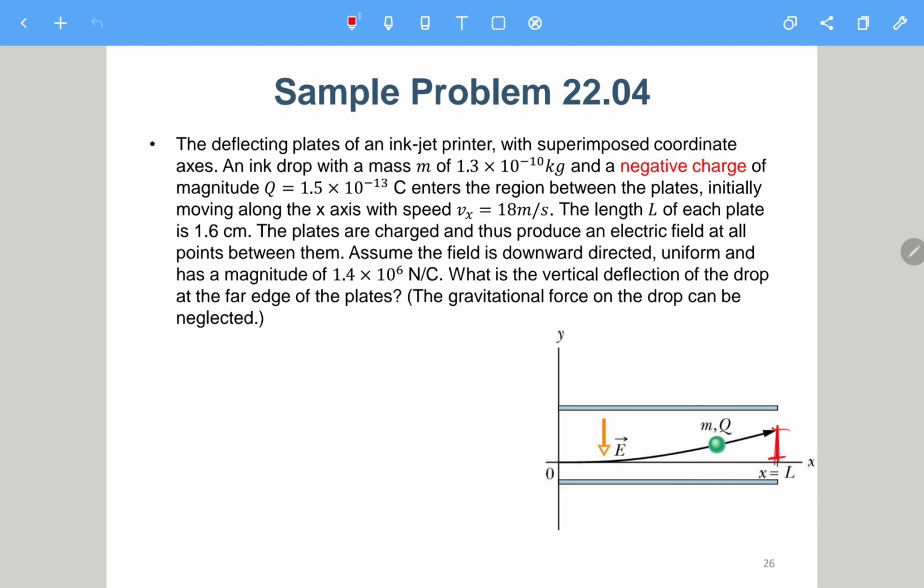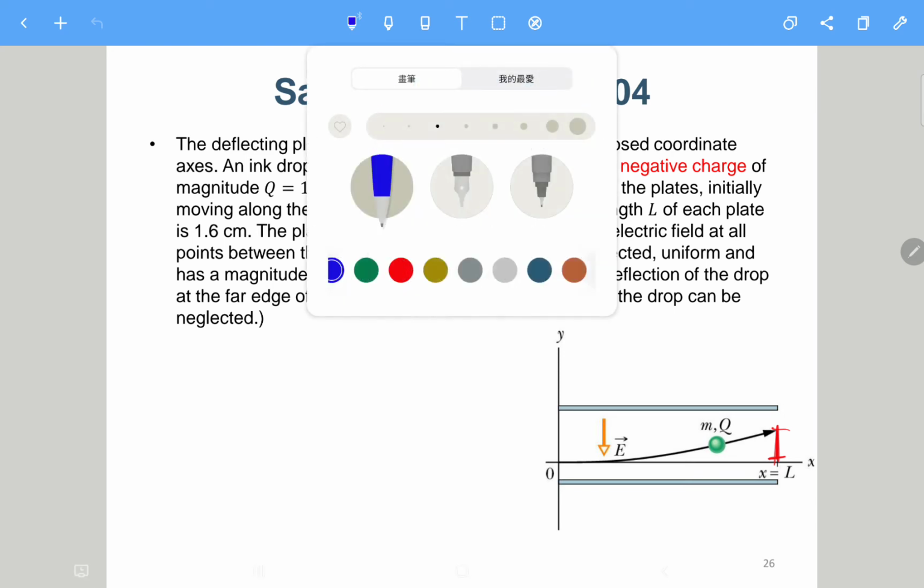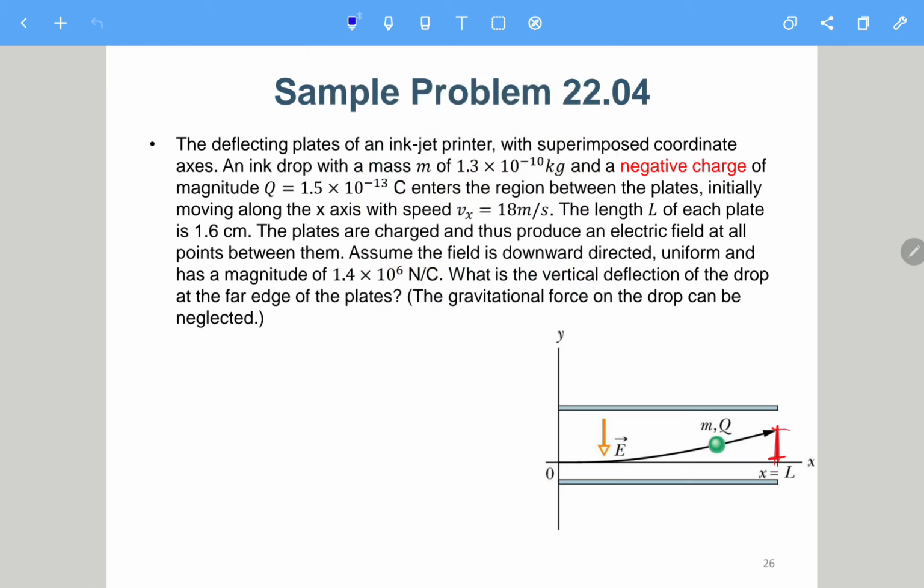Okay, so it's just like some high school physics problem. Here we try to consider the time it takes the drop to go from here to here. It takes some time, so this time is the length over the speed Vx, because the Vx doesn't change.